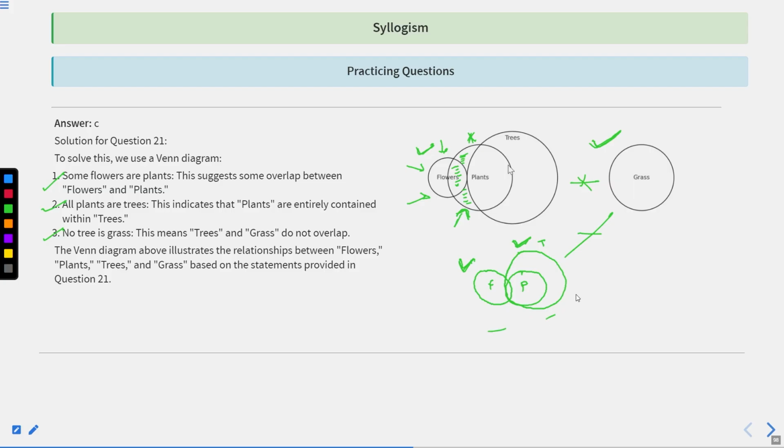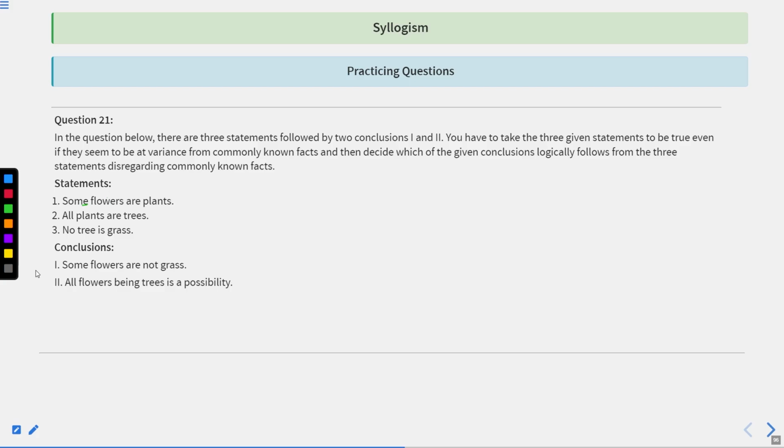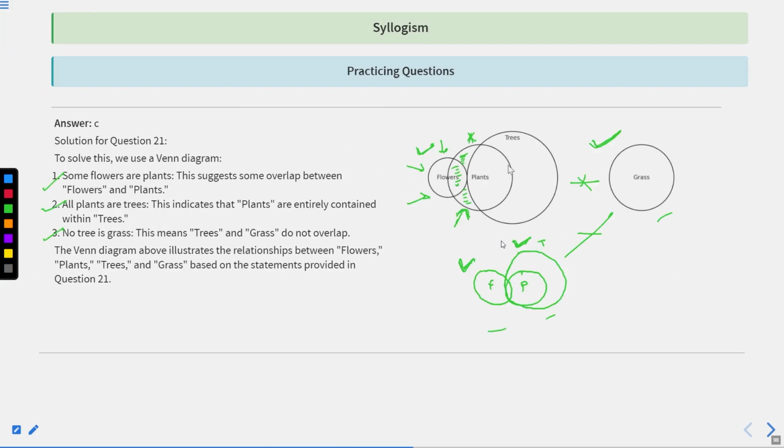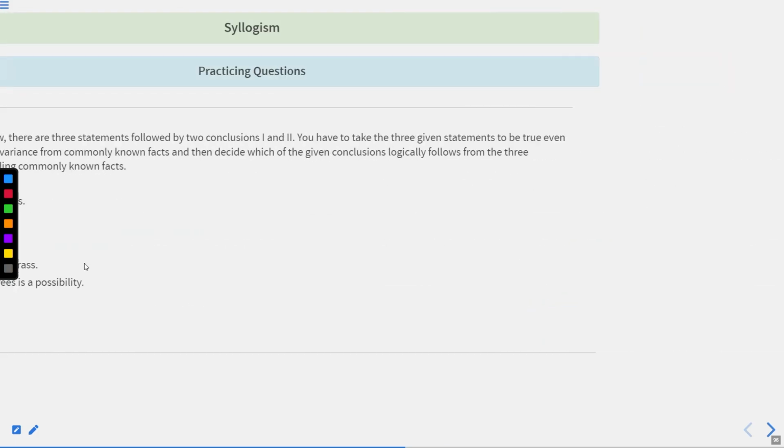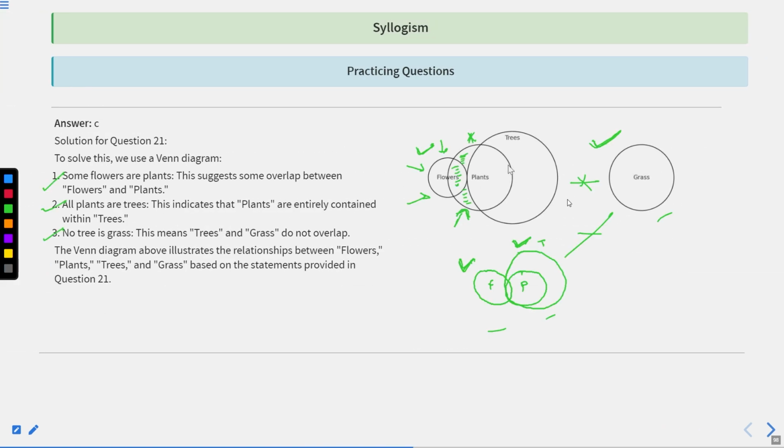Now, based on this Venn diagram, we will try to analyze what exactly the conclusions are. Some flowers are not grass. Absolutely correct. There is no relation between flowers and grass. So this particular statement seems to be correct, because some flowers are not grass. And now, all flowers being trees is a possibility. Is there any relation that we see? There are some flowers. Okay, because it has been mentioned.